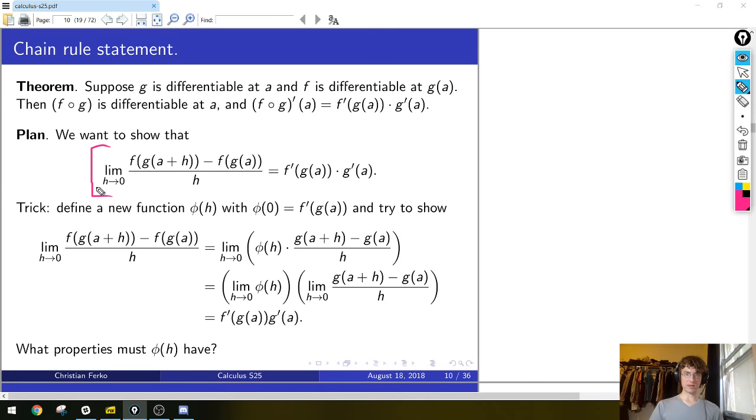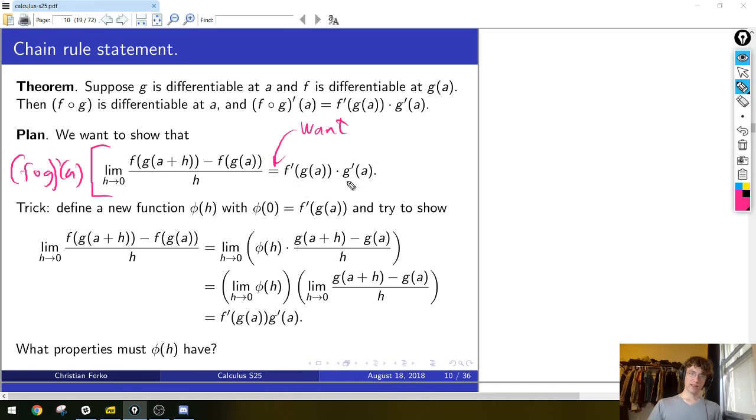So this is the definition of the derivative, f composite g prime at a. It's the limit as h goes to 0 of f of g of a plus h, because the inside function g is the one that we're plugging this a plus h into. So f of g of a plus h minus f of g of a over h, and this is what we want to prove. This is what the chain rule tells us, f prime of g of a times g prime of a.